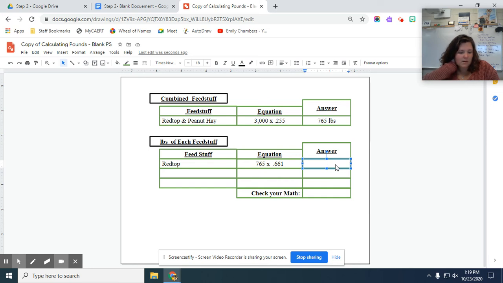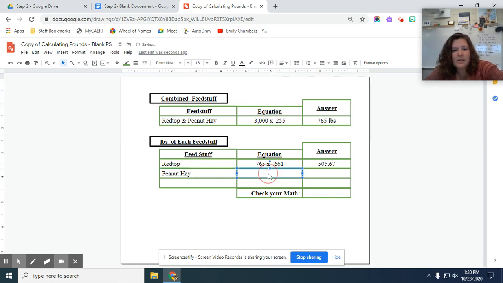765 times 0.661 is going to give us 505.6, and then it's 6.5. So that 6 is going to round up to a 7. So it's going to be 505.67.